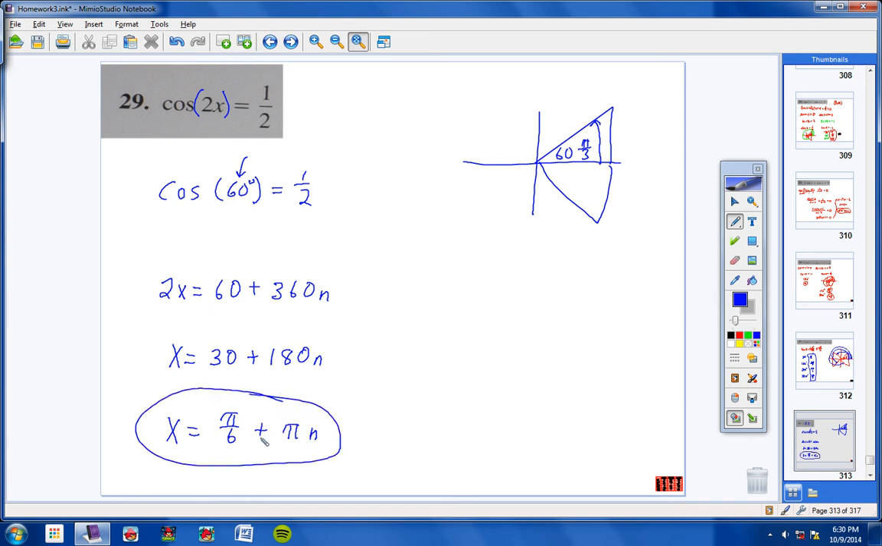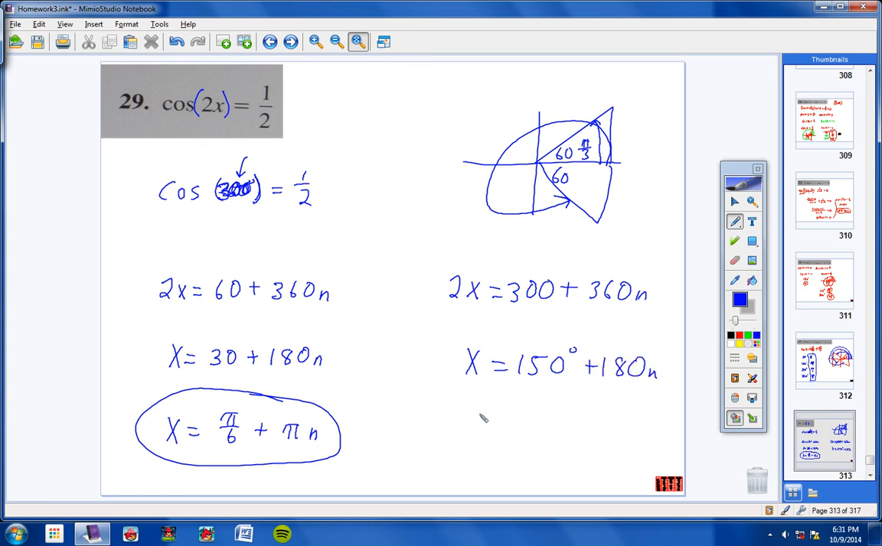Let me check the book here real quick and make sure we're doing well. Yeah, that's exactly right. Now, here's our other answer. Remember, we have 60 here, so we start here and we go all the way around. That's 300 degrees. So this angle right here is 300 degrees. The cosine of 300 gives you 1/2. But the whole angle is 2x, so really 2x, not x. 2x equals 300 plus 2n pi, but we're going to use degrees, so 360n. Now divide both sides by 2, and x equals 150 degrees plus 180n. Now let's write this in radians real quick.